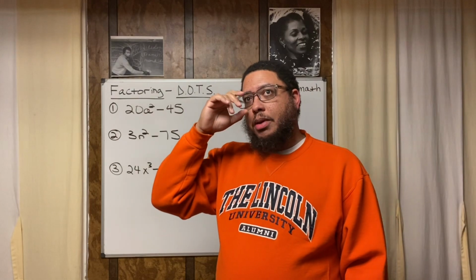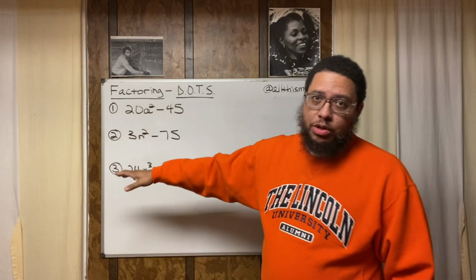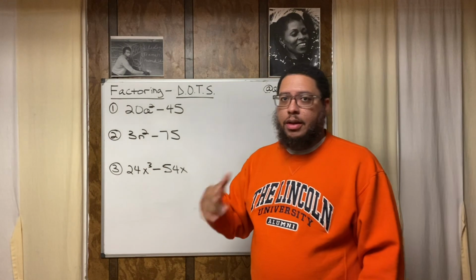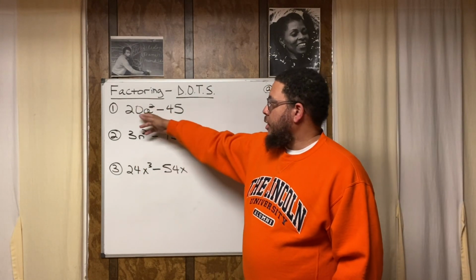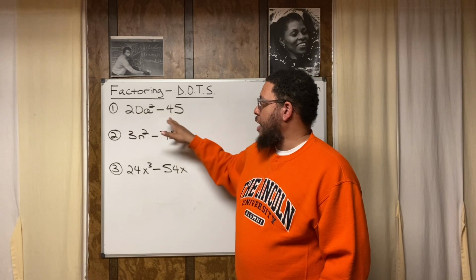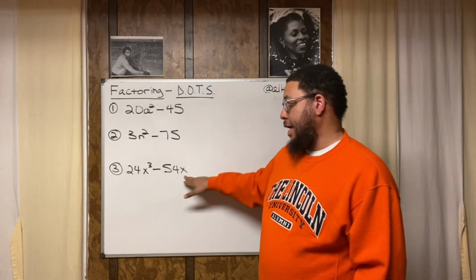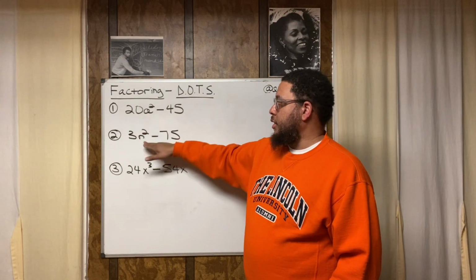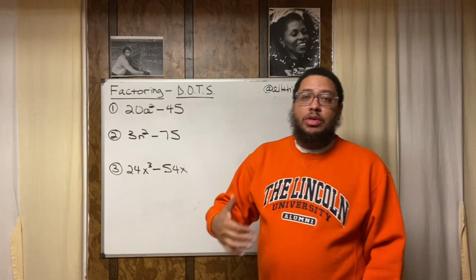Sometimes you can use the dots method first if you got a binomial and both of your terms are perfect squares, with a minus sign in between. You might want to do that. But notice all of these three examples, none of these are perfect squares. 20 is not, 45 is not, 3 is not, 75 is not, 24 is not, 54 is not, x is not, x to the third is not. A squared is and n squared is, but everything has got to be a perfect square in order to use the dots method. So you can't use the dots method.